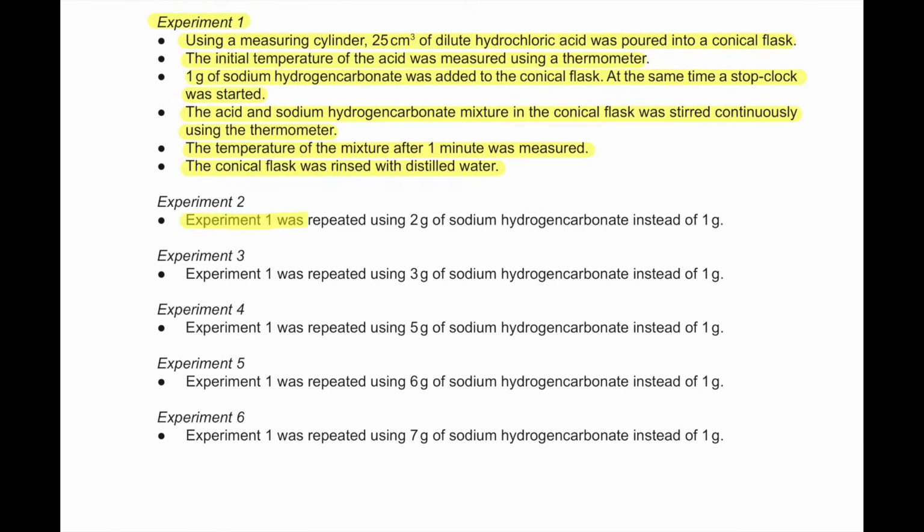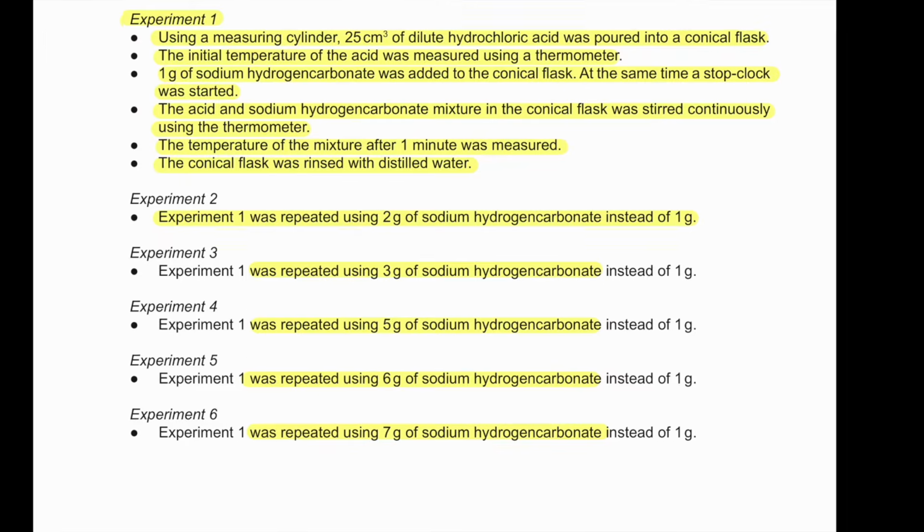Experiment 2. Experiment 1 was repeated using 2 grams of sodium hydrogen carbonate instead of 1. And then experiment 3, it was 3 grams of sodium hydrogen carbonate. Experiment 4, it was 5 grams of sodium hydrogen carbonate. Experiment 5 was 6 grams of sodium hydrogen carbonate. And experiment 6 was 7 grams of sodium hydrogen carbonate.